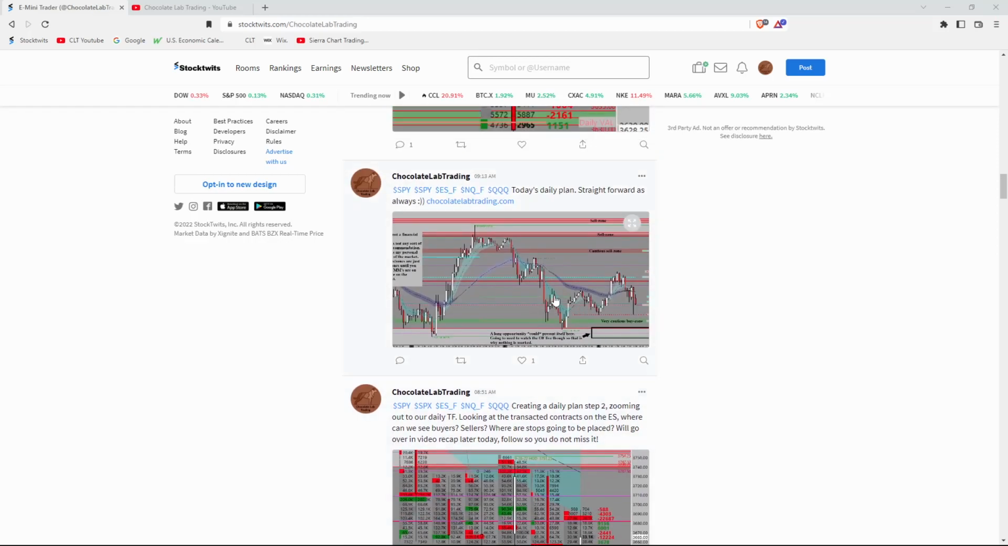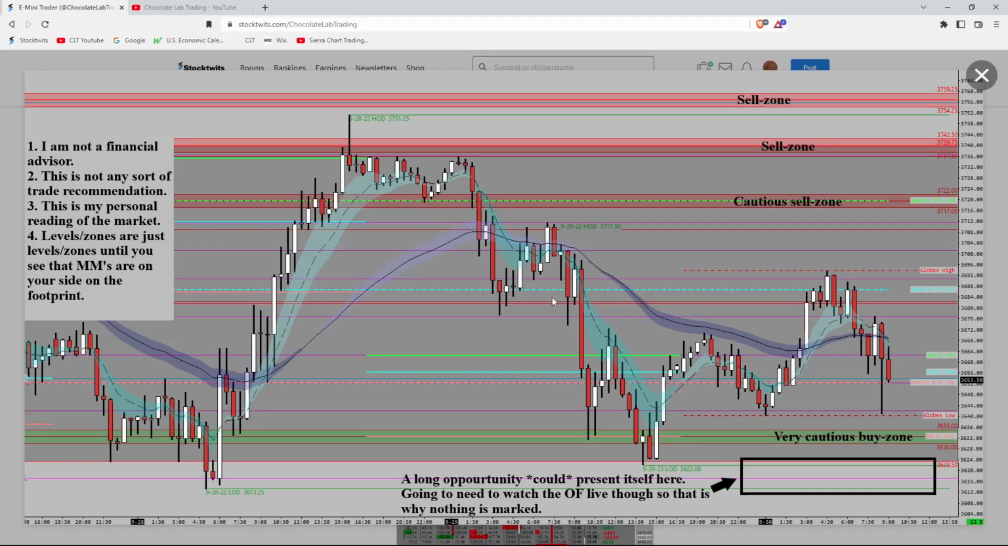Alright, today's daily plan, straightforward as always. Very cautious sell zone. Obviously, all of these came from the tools that I use. I'm going to be going over that pretty soon with the room members. We're going to start doing the introductory course to all the tools, and they'll all be live. We'll talk about that in a bit, though.